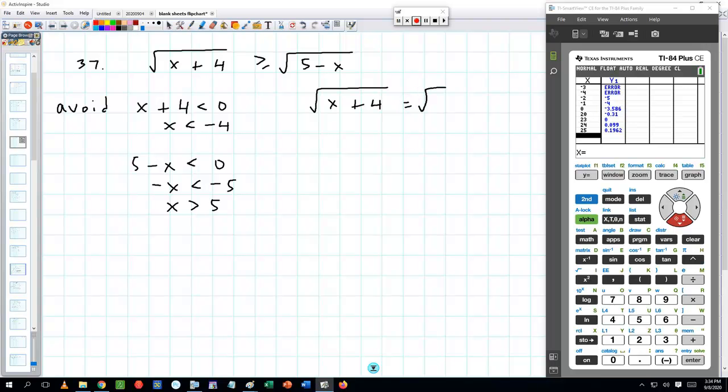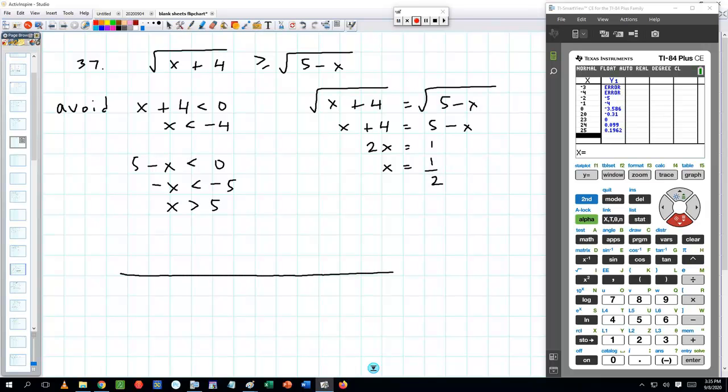Find any other critical points by changing it to an equal problem. Square the two sides. Bring the x over. Take the 4 over. Divide out the 2. So our critical points, we have 3 this time: negative 4, positive 1/2, positive 5. I know I'm going to avoid here and here, but I'll check it in my calculator anyway.